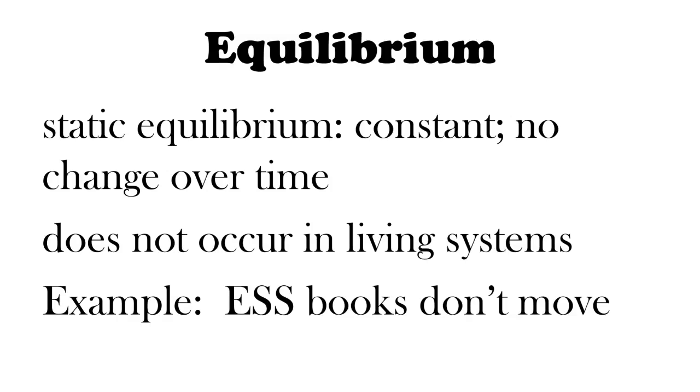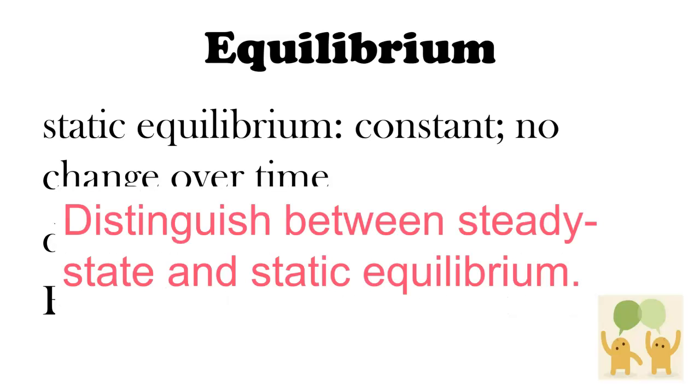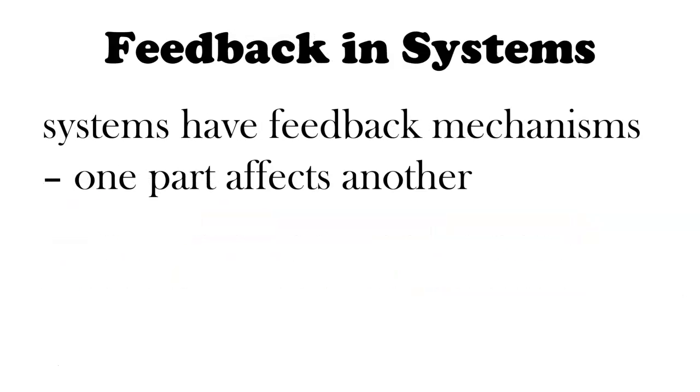Because as living things go about their life cycle, they have to have the exchange of energy and also matter, which occurs between the biotic and abiotic factors in an ecosystem. So hopefully we'd be able to distinguish between steady state and static equilibrium. So moving on, we're going to talk about now the concept of feedback within systems.